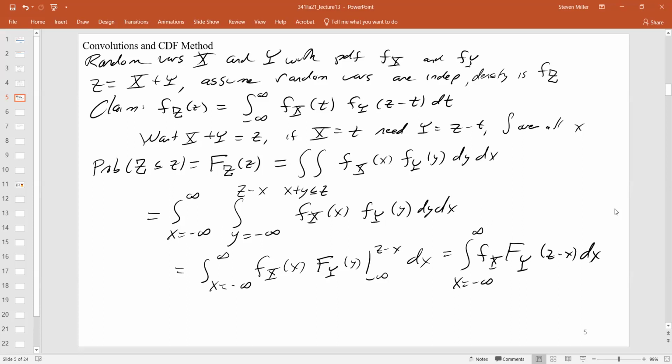So the cumulative distribution function of Z is this integral. How do I find the density given the cumulative distribution function? What do I do? How do you get the density from the cumulative distribution function?